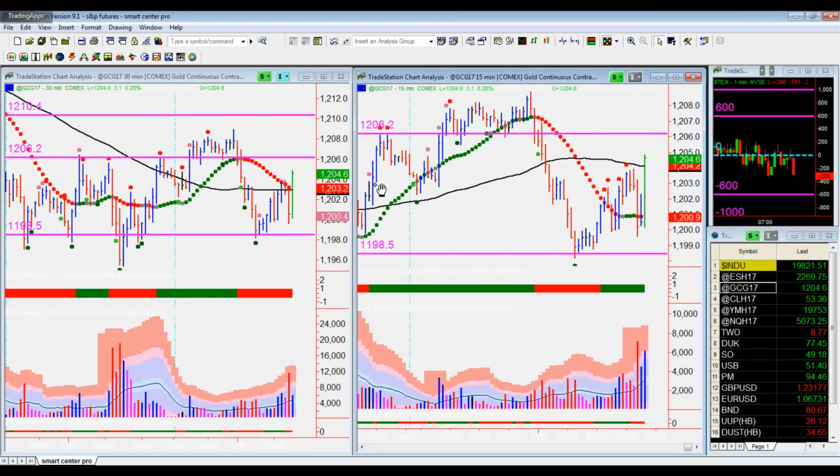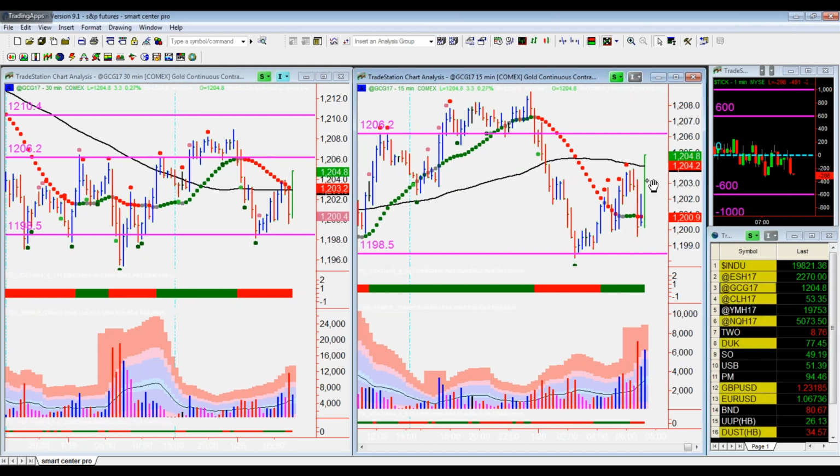Let's see if there's enough energy to get it over 1206. Now, what will have to happen here, the ticks in the New York Stock Exchange showing how many stocks are going up versus going down, and going down versus going up, that is. And right now there's 300 stocks more going down than up. So there's a little pressure on the indexes. And when that happens, gold tends to lift. And that's what we're seeing at the moment.